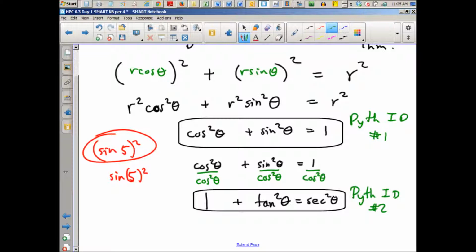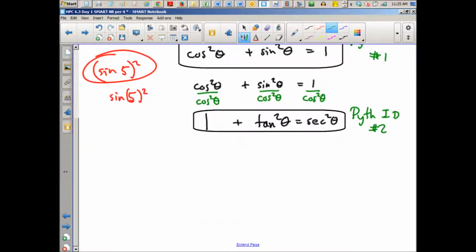And then, what would have happened if we had divided by sine squared? So, I'd like you now to try that. Don't shout out the answer. That's never appropriate. I want everyone to try it. We're going to divide instead by sine squared. Maybe we can get a relationship that's different still, like a third Pythagorean. Try that now.